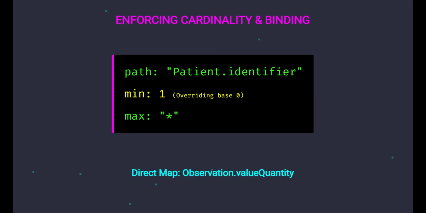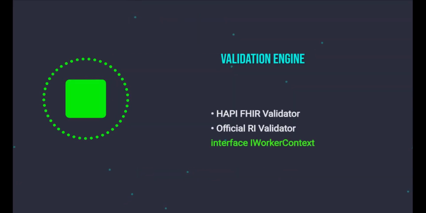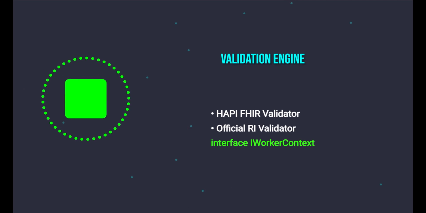Effective validation requires a dedicated engine, typically leveraging libraries like FHIR Validator or the official reference implementation validator. First, the engine must be initialized with all relevant structure definitions, including the base FHIR definitions and all custom profiles. This involves loading the definitions into a validation context or registry. The process involves reading the structure definition JSON or XML files and registering them using the IWorkerContext interface.